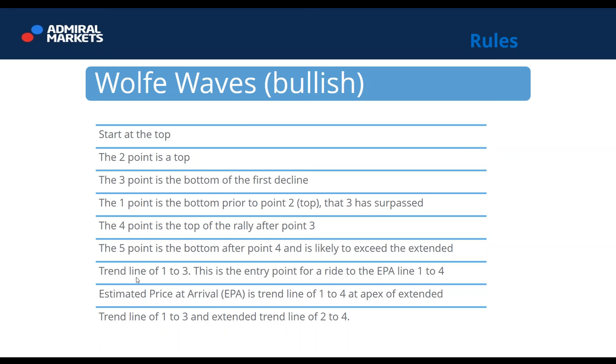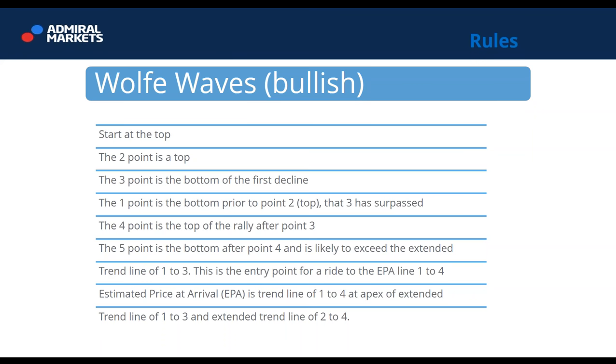Then we need to chart a trend line from point 1 to point 3. This is the entry point for a ride to the estimated price arrival line 1 to 4. EPA, or estimated price at arrival, is the trend line of 1 to 4 at the apex of the extended line, the trend line of 1 to 3 and the extended trend line of 2 to 4. This might be confusing, and I know it's confusing, but because you are very new to this, I presume. There is not a lot of education concerning those Wolfe waves and patterns, so I feel obliged to actually show you how it looks.